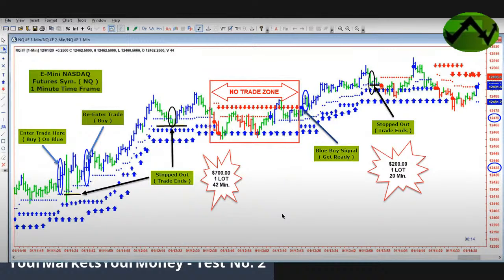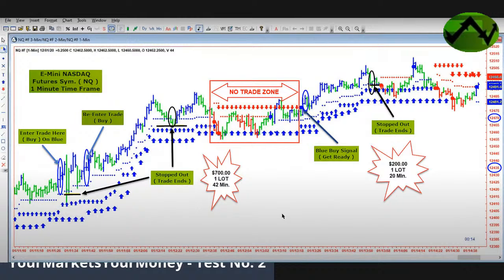Get back in, re-enter the trade about right here. You got 2 green bars. You set your stop loss about right there. You're not going to get stopped out. It's going to get real close. It comes real close, but you can adjust your stops anywhere you want.